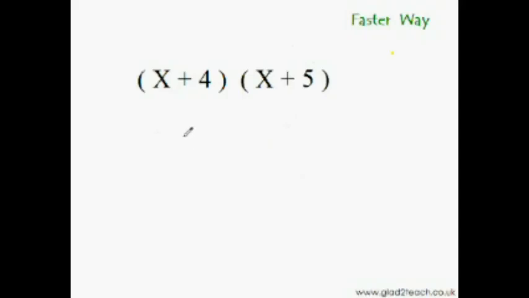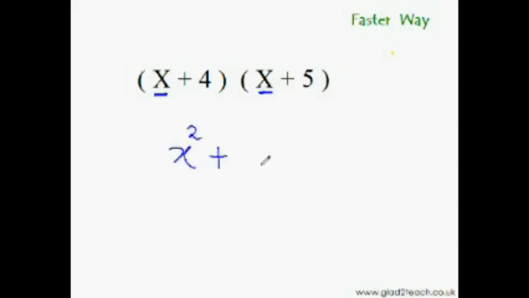Okay, so now you quickly multiply these two algebraic expressions. So once again, multiply the first term with the first term to get the first term of your answer. X times x is x square.